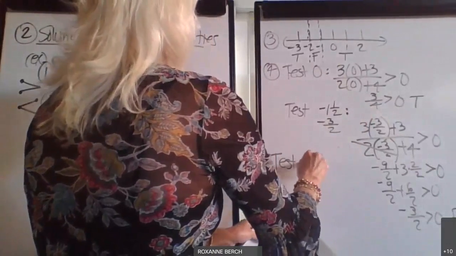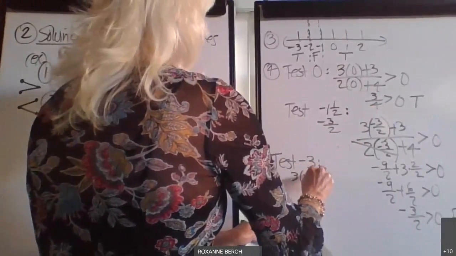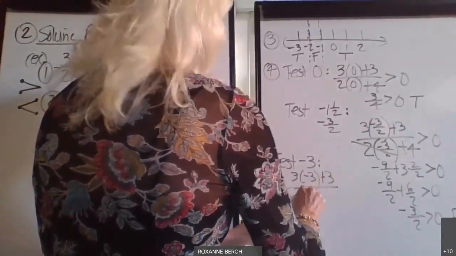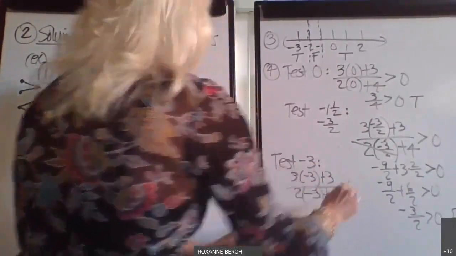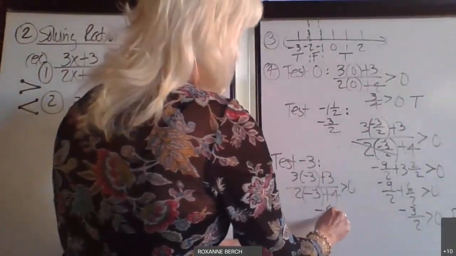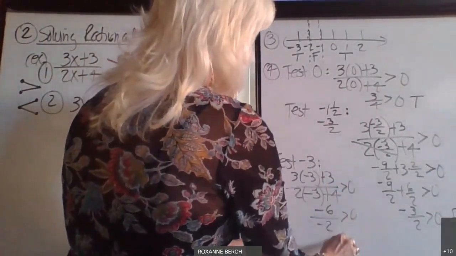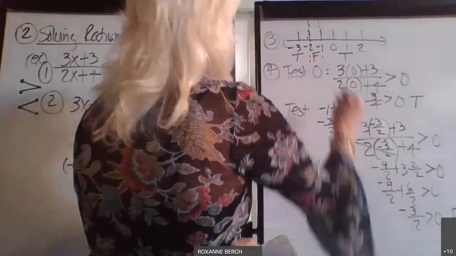So I'm going to test -3. So that's going to be 3 times -3 plus 3 divided by 2 times -3 plus 4. Is that greater than 0? Okay, negative 9 plus 3 is negative 6, and negative 6 plus 4 is negative 2. So that ends up being positive 3. So it's true like I thought.